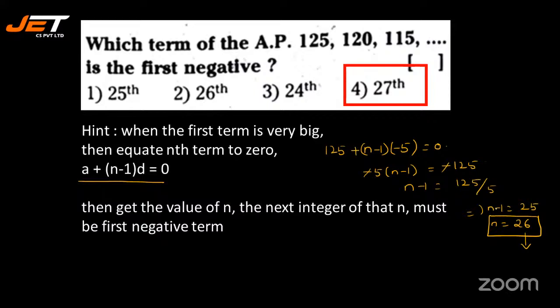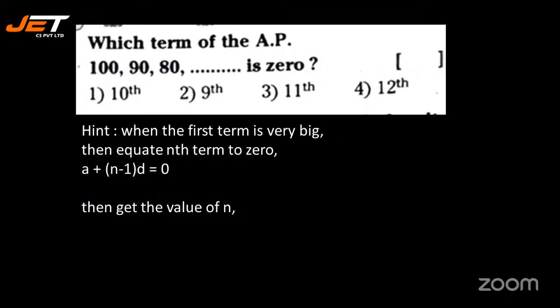So that's what very beautifully they have explained. When the first term is very big, equate it: a plus n minus 1 into d is 0. So we get 0, that is when n is 26, you get 0. Then get the value of n, the next integer of that n, that is after 26, it's 27. That must be the first negative. All right. So hope you would have understood. Let's move on to the next question.